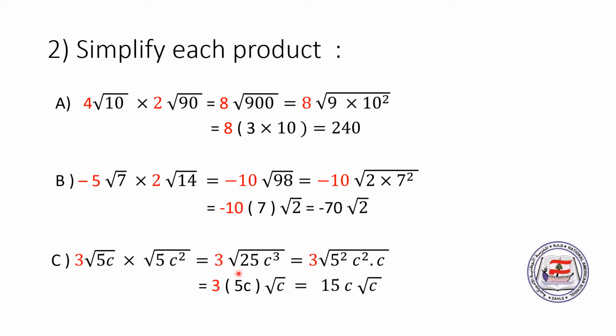Since we need to reduce every base with even power, the writing of c cubed should be changed into c squared times c. Square root of 25 can be written as square root of 5 squared. Then reducing each base of even power, we get 3 multiplied by 5c multiplied by radical c, and the reduced final answer will be 15c square root of c.